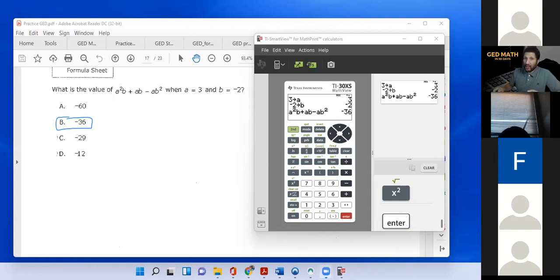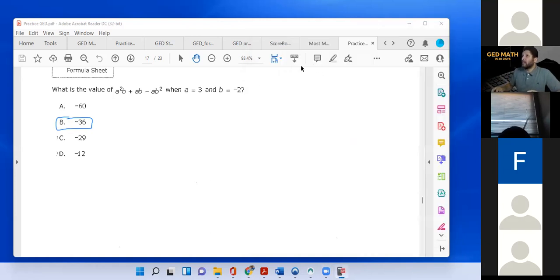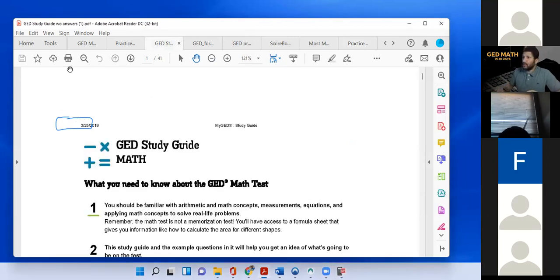Let me move the calculator out of the way. Where's my, there we go. Oops. Got to clear that first. Clear it. Go to that word problem.